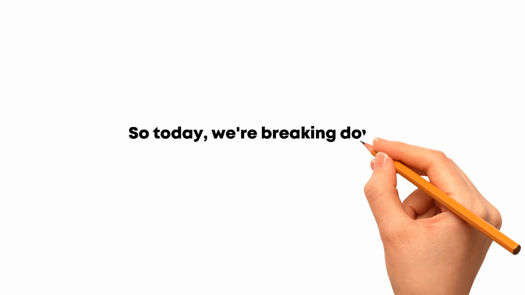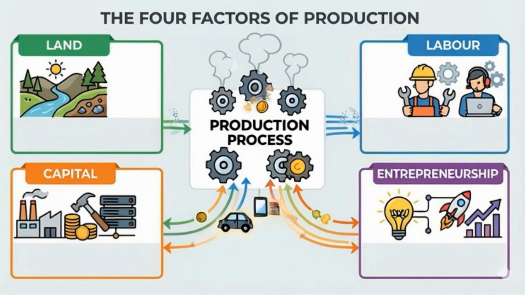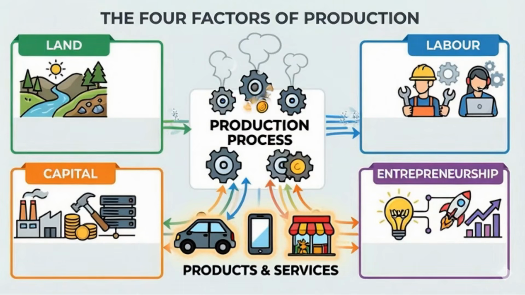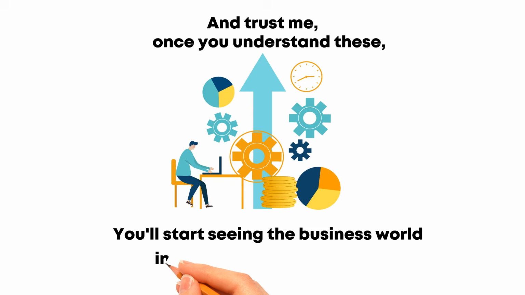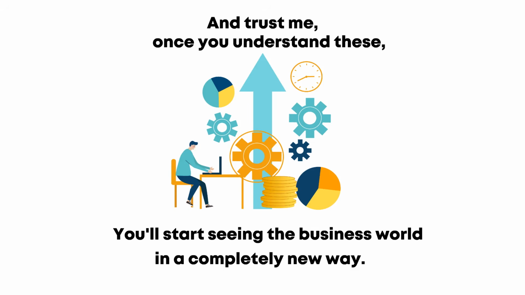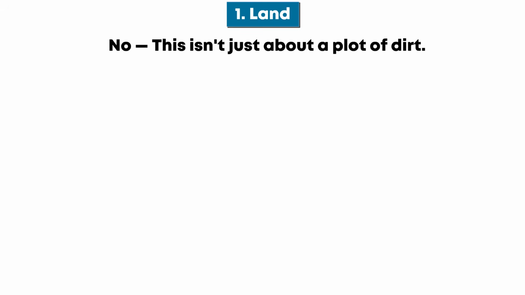So today, we're breaking down the four factors of production, the ingredients that go into making literally anything. And trust me, once you understand these, you'll start seeing the business world in a completely new way. Let's start with land. And no, this isn't just about a plot of dirt.